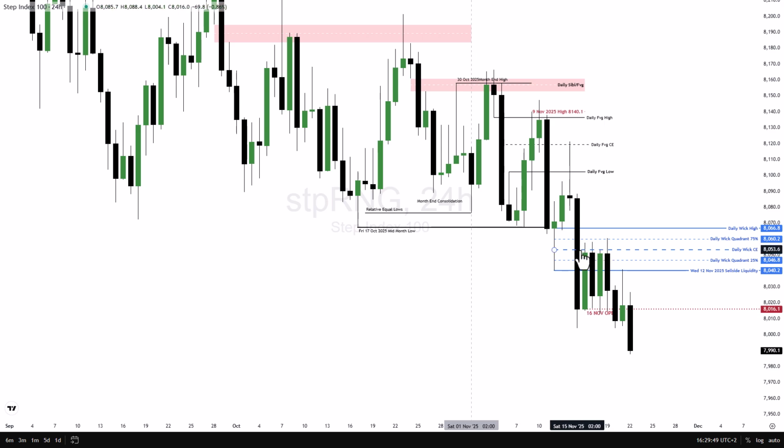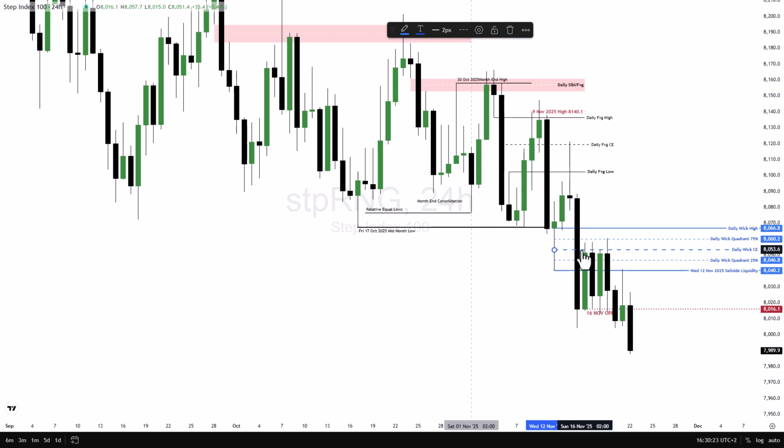In a bearish market, price respecting the consequent encroachment of a particular wick, notice that we have all of these lows up here. That was a support broken down. Why wasn't it used as a resistance? Well, that's because we had this daily wick consequent encroachment. That was the resistance. I spoke about it in that particular video.